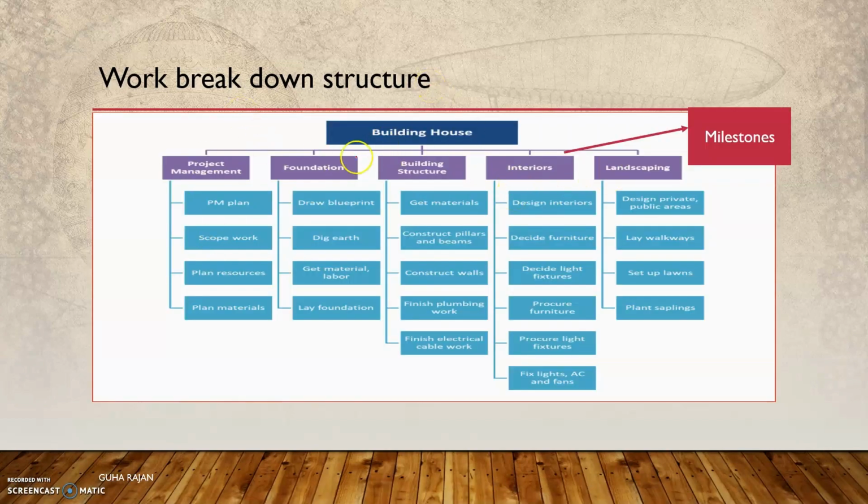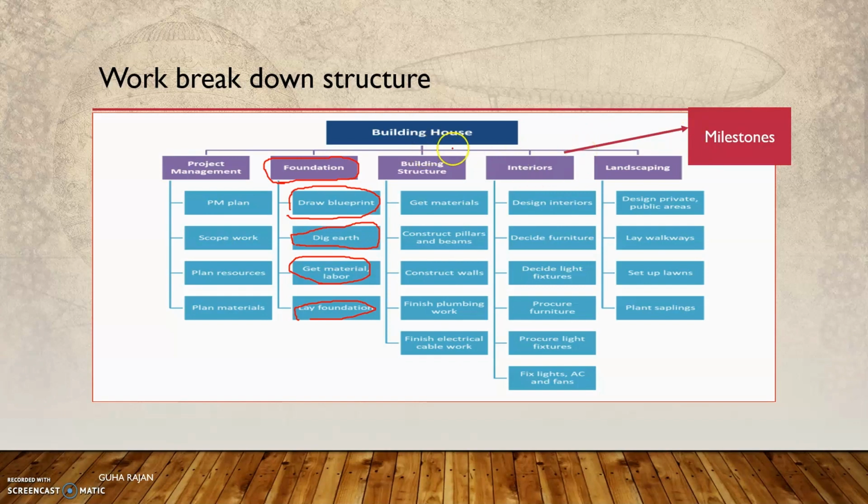So this is a work breakdown structure with a real-life example. Each one of these is an activity. For the foundation, you need to have a blueprint. Then digging the earth will be an activity, and you will have a resource associated with that. For digging the earth, the labor will be different, the materials will be different, and you keep that material and then lay the foundation. All these will be activities, and you combine these activities into a work package, and the work package is kind of a milestone.